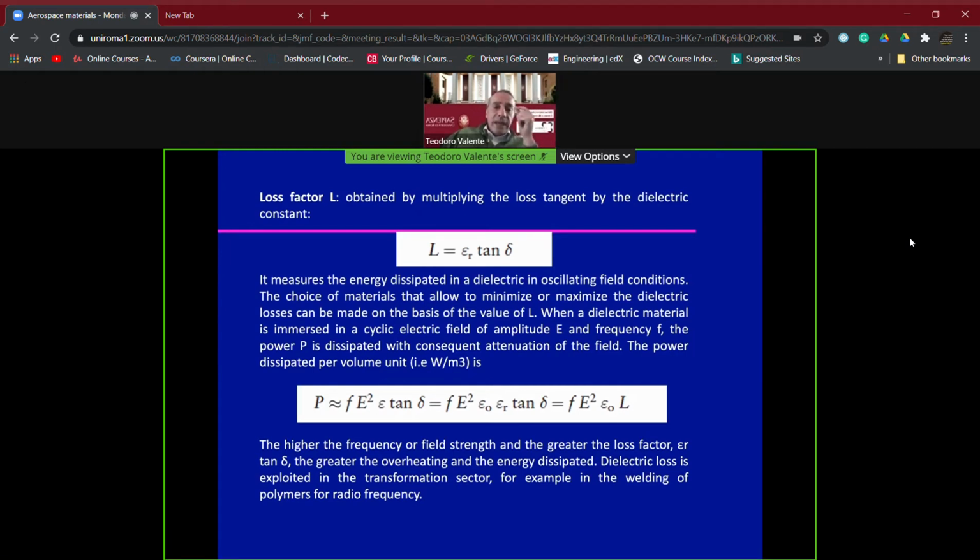And so if we have in mind to select a material whose role or duty is the minimization or the maximization of the dielectric losses, we can use this quantity L. That is, we have to minimize L if we want to minimize the dielectric losses, and we have to maximize L if we want to maximize the dielectric losses.